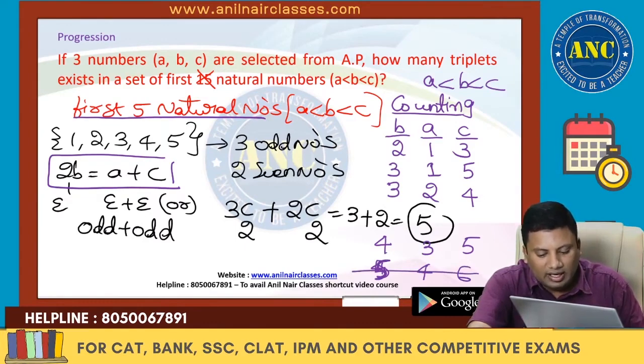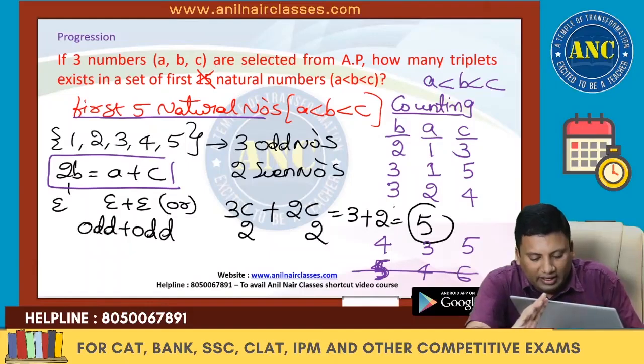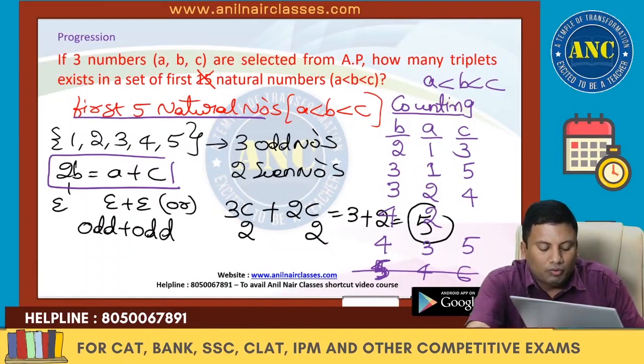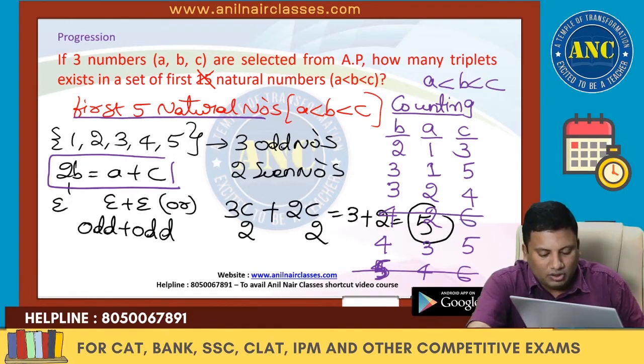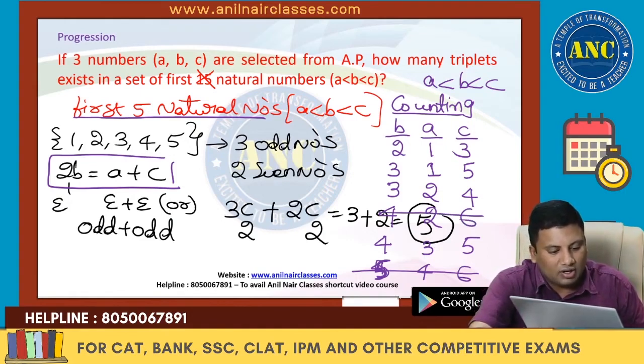So any other case that is possible? If I take b value 4, a value it is 2. 2 4s are 8. C value it is 6. It is not possible. So which all cases we got?